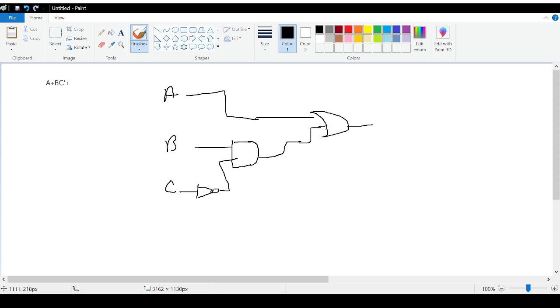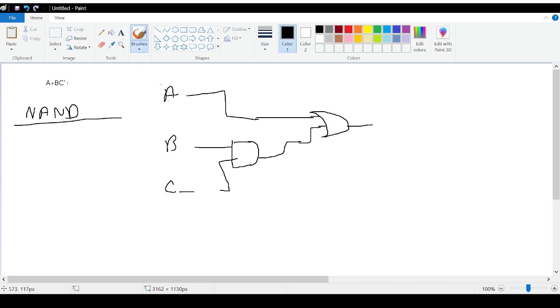Yes, miss. Okay. So here I got A plus BC bar, but my instruction was that I need to construct this using only NAND gates. So how do I do it? First, I will replace all the NOT gates. So how do we make NOT with NAND?